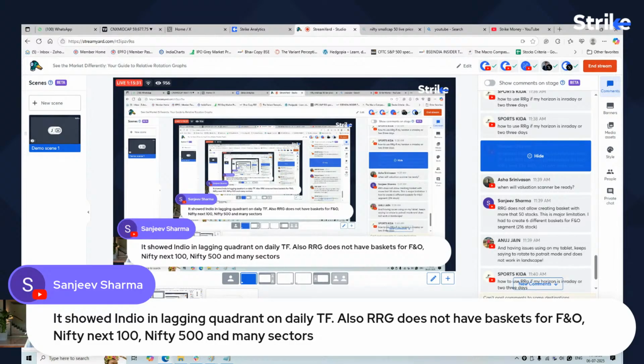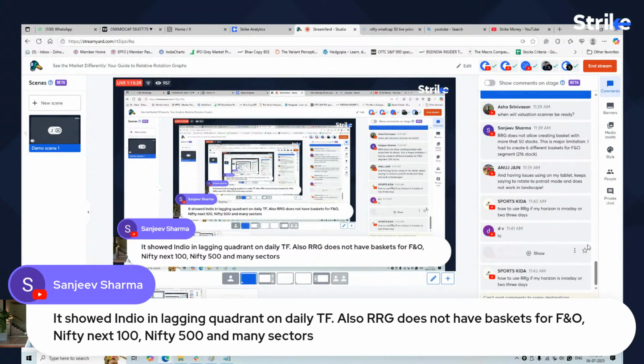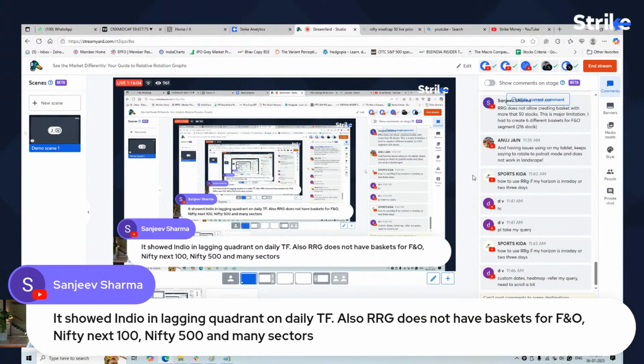RRG does not allow creating baskets. Yes, I think that has been addressed. And having issues on my tablet. Anuj, I'm not sure actually of the tablet version. Please get in touch. You please raise a ticket. I think someone will get in touch with you. I'm not too sure about the tablet version, but I don't think there is any issue that you will find in the web version.